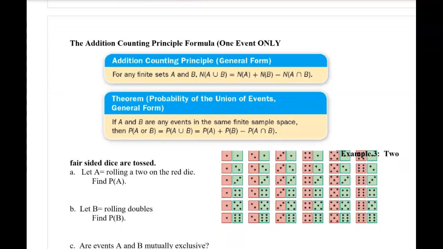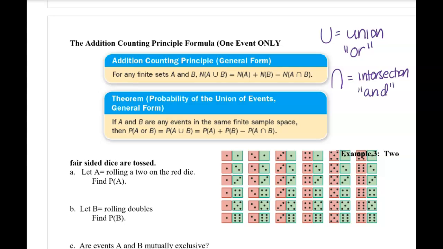The addition counting principle, which is for one event only. So like you do one thing, like you roll dice once. This is finite sets. It applies to number and it applies to probability. Keep in mind that this U means union, and this is our OR. And this is intersection, kind of looks like an N. And this is our AND, which is the same as our overlap.